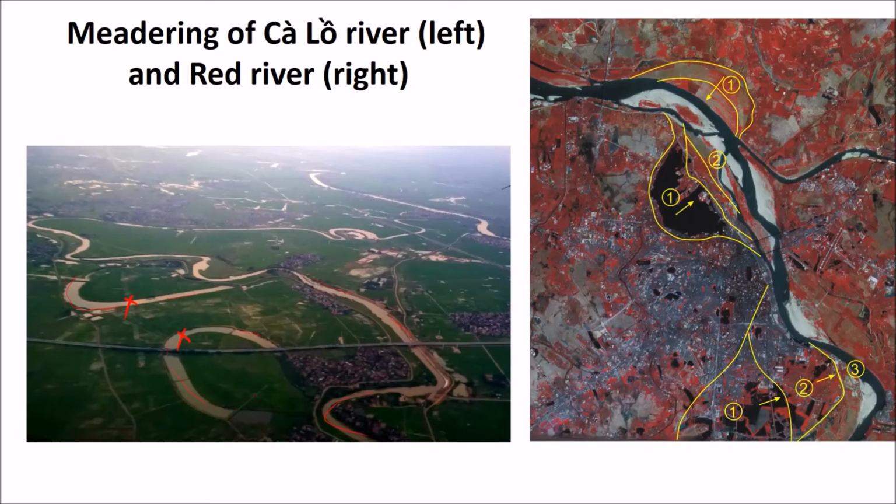Actually, in the past it used to be a river, but now it's only a lake. And the lake is in an oxbow shape, so we call it an oxbow lake.